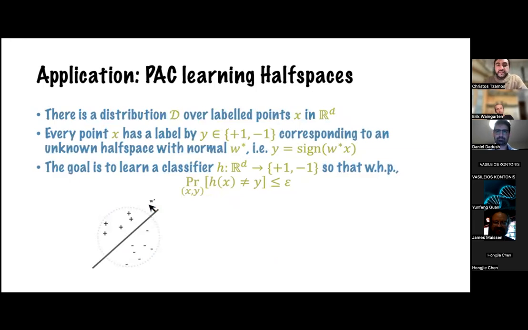So this means that the label y is given by the sign of w* dot x, like in the picture below, like all the points above w* are labeled positive, otherwise they're labeled negative. And the goal is to learn a classifier that with high probability is able to predict the label of a new point from the distribution quite accurately. It makes a mistake only an epsilon fraction of the time. Okay, so that's the standard problem of PAC learning half spaces. And this is one of the most fundamental problems in machine learning.